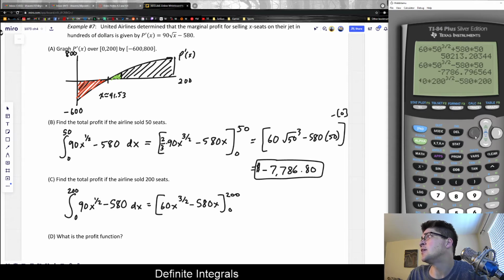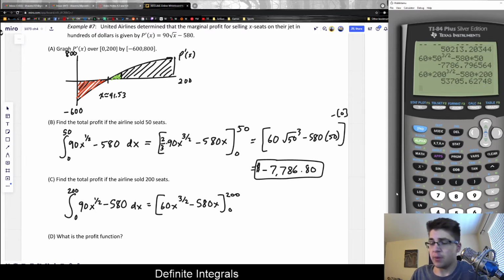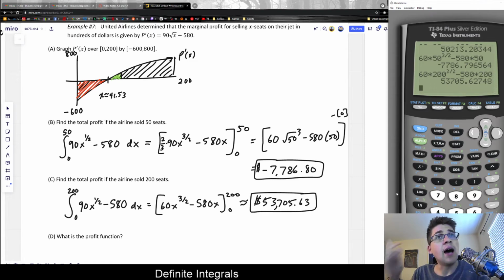So 200 is now in there. That looks good. And that would be approximately $53,705.63 if I round to the nearest cent. So a lot more profit, obviously, because we sold, assuming that was the capacity of the plane, all the seats.